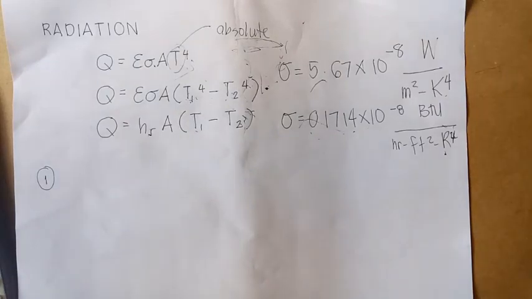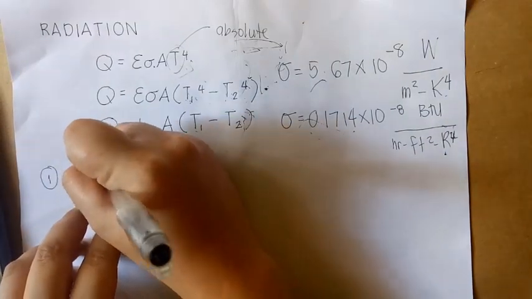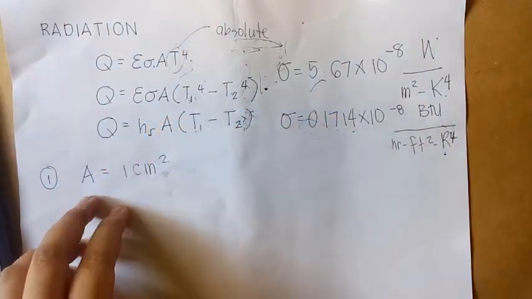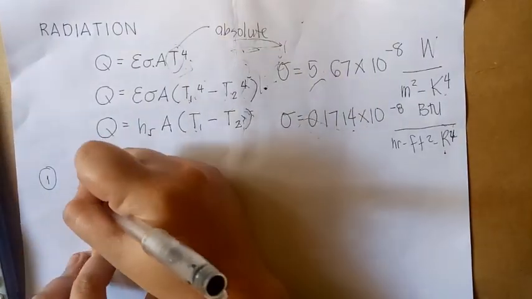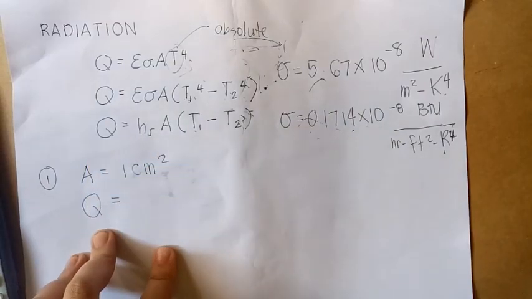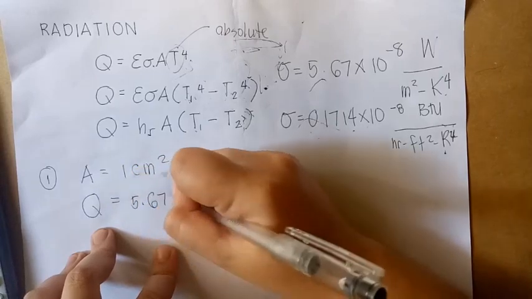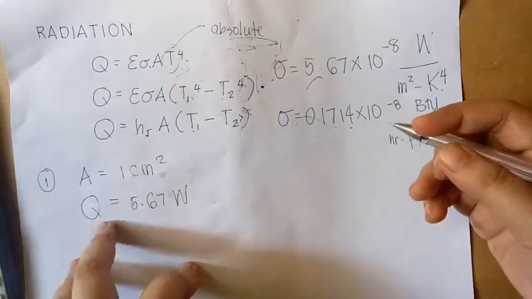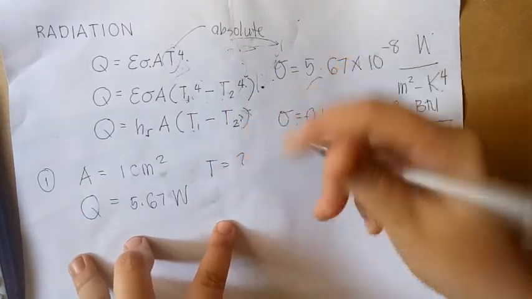Okay, so let us try to solve problem number 1. So, sabi dito sa sample problem number 1, a large black body enclosure has a small opening area of 1 square cm. So, merong area equivalent to 1 square cm. And then, the radiative energy emitted by the opening is 5.67 watts. So, merong heat transfer due to radiation equivalent to 5.67 watts. Determine the temperature of the black body enclosure. So, ang hinahanap is yung temperature ng black body.